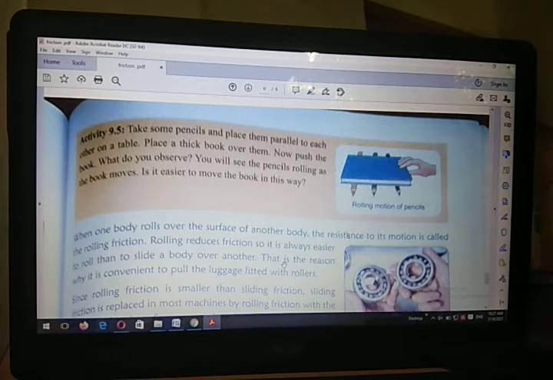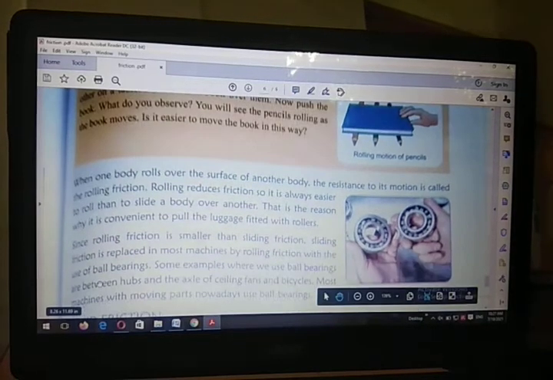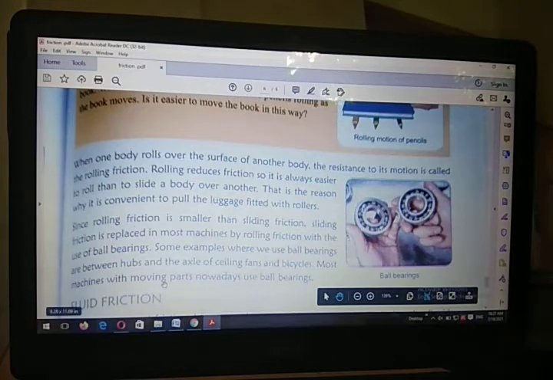Is it easier to move the book in this way? Yes, students. Due to what friction? The book is easily moving due to rolling friction. This activity shows us that rolling friction is there when one body rolls over the surface of another body. The resistance to motion is called rolling friction.